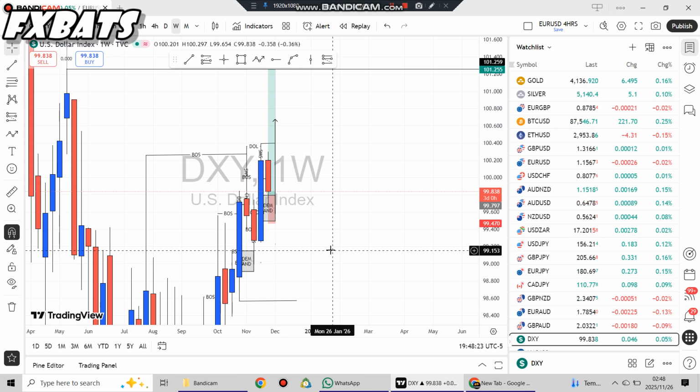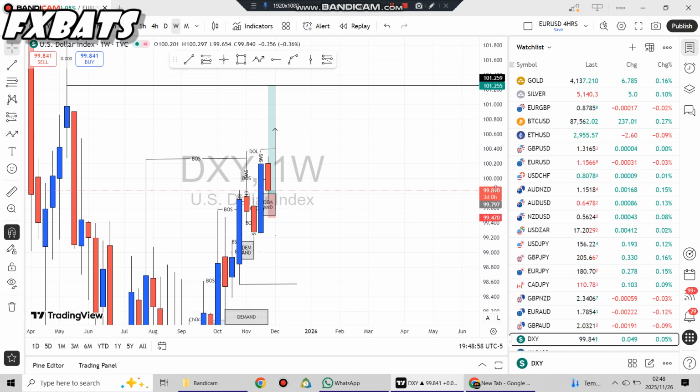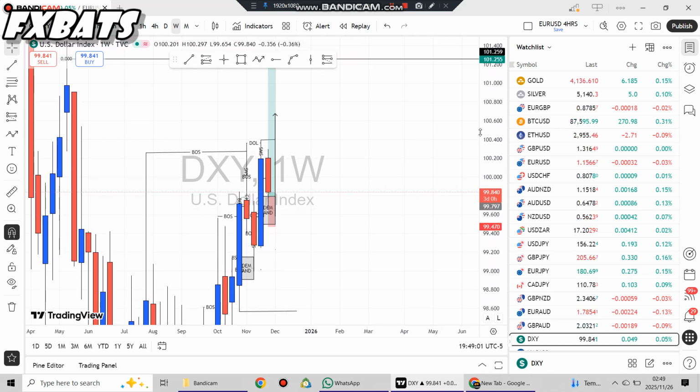Before doing that, the first thing I normally look at is the DXY, the US dollar index, just to tell me the possible direction of other pairs or other instruments. You might say forex, cryptos, equities, bonds. So since last week we started to see DXY starting to buy. Since last week we've been buying DXY.